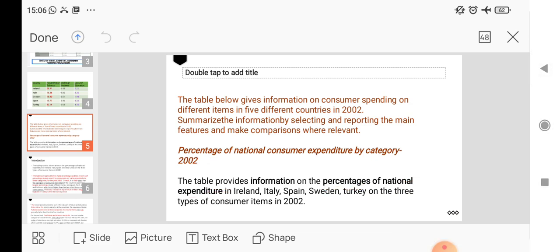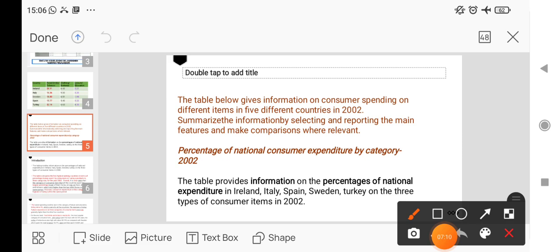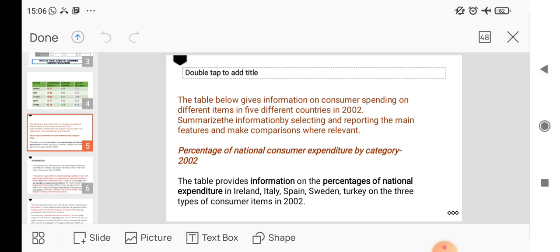Another thing is your use of synonyms. Here you see information here. There's information here. And here there's information here, whereas you could have replaced it with a synonym. Say data. Data is a synonym for information, right? You can just say data instead of writing information again.